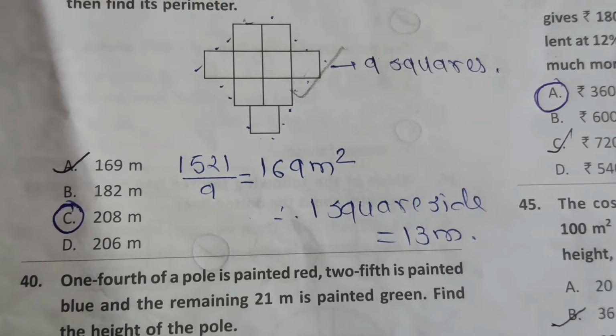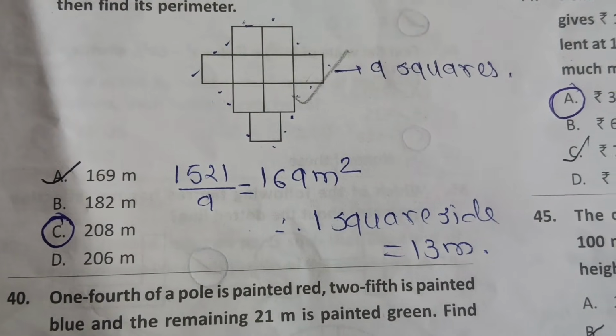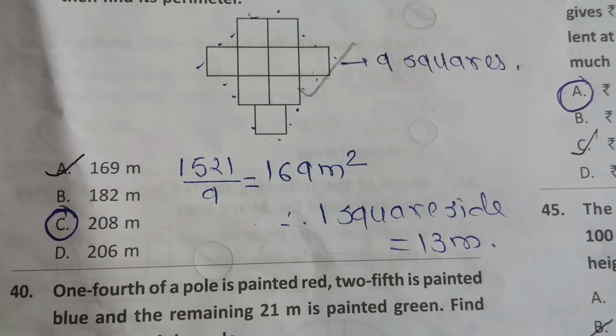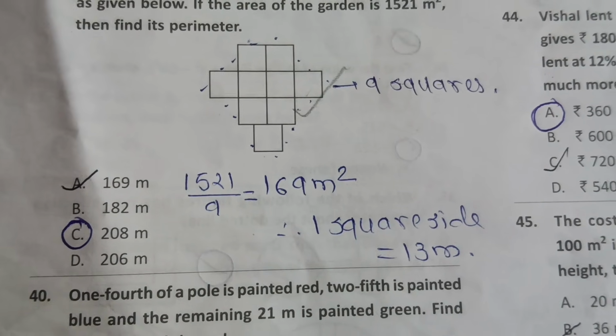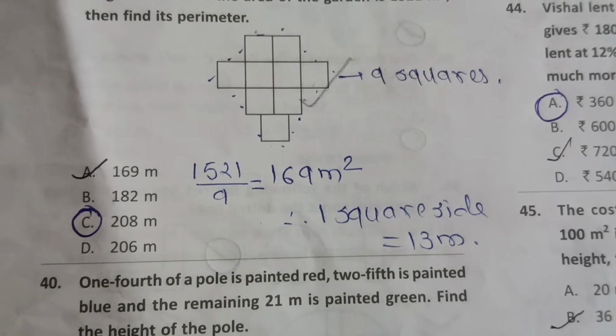Here the total number of squares is 9. So after dividing 1521 by 9, we get the area of one square, 169, and the side of each square will be 13. So the total perimeter is 208 meter. Option C.